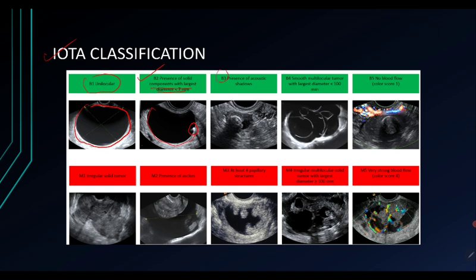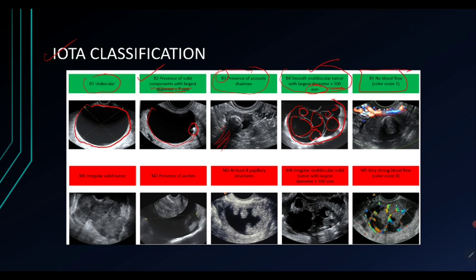In B3, you can see the presence of acoustic shadow. This is B3. Then B4 is a smooth multilocular tumor with largest diameter less than 100 mm. This is a smooth tumor. This is multiloculated; this is a locule. Smooth multilocular tumor, and the largest diameter is less than 100 mm. This is B4. In B5, you have to do the color scoring.